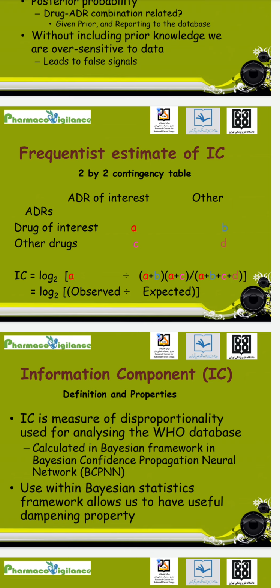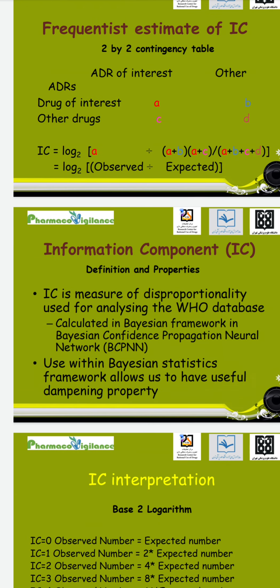Again, I have a 2x2 contingency table with a drug of interest and other drugs, and I want to get the frequentist estimate of the information component. In this case, the log is observed divided by expected.